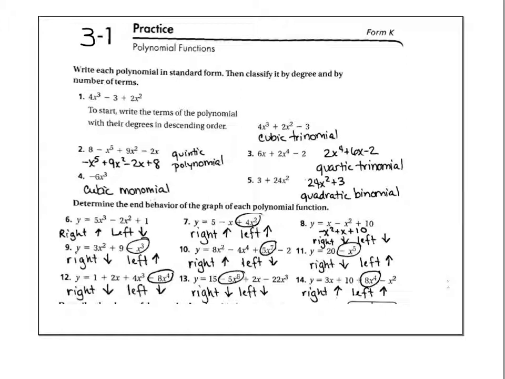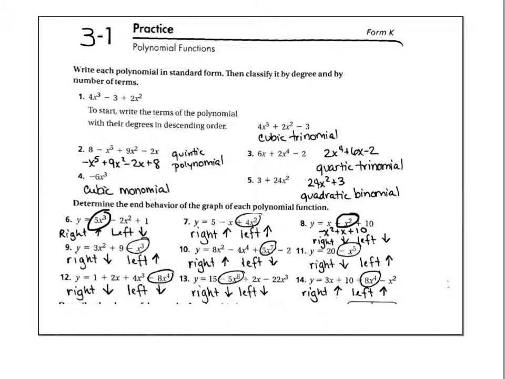Numbers 6 through 14, be careful about these because they're not written in standard form necessarily, and you're always looking for your highest degree. Didn't circle that one. Here's your highest degree for that one. And again, if it helps you, you could rewrite it. If it doesn't, then you don't need to.